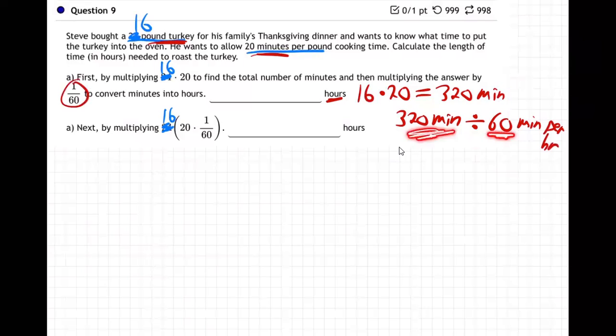320 minutes divided by 60 minutes in every hour. Now here we get a decimal. Let me get it on my calculator. I'm getting 5.333, and the threes go forever. How do you put in decimals that go forever? Because you obviously can't go forever. What do you do? Well, just put in a bunch of them.